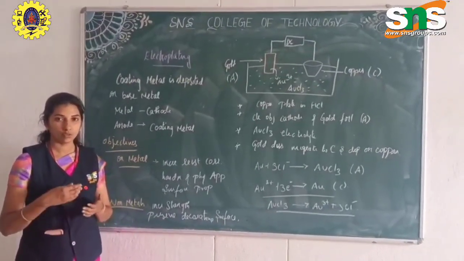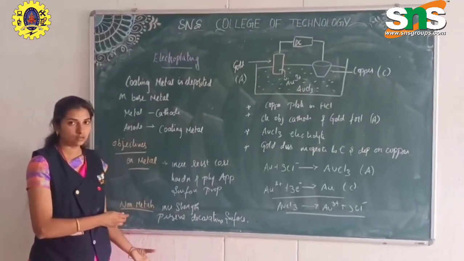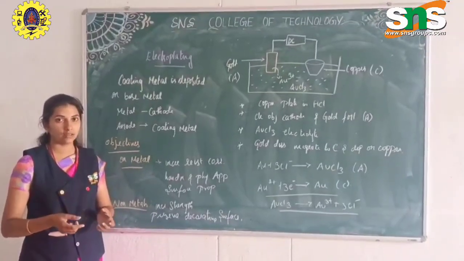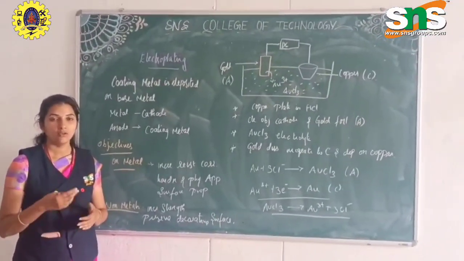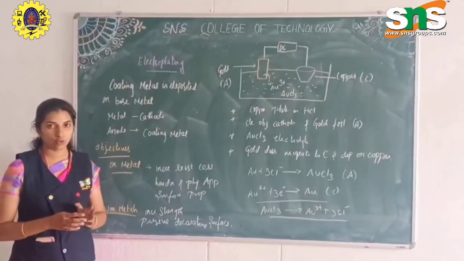By using these properties we get special characteristics of strength and resistance, and it improves the strength and the decorative look through the finishing properties. So these are the objectives of electroplating.